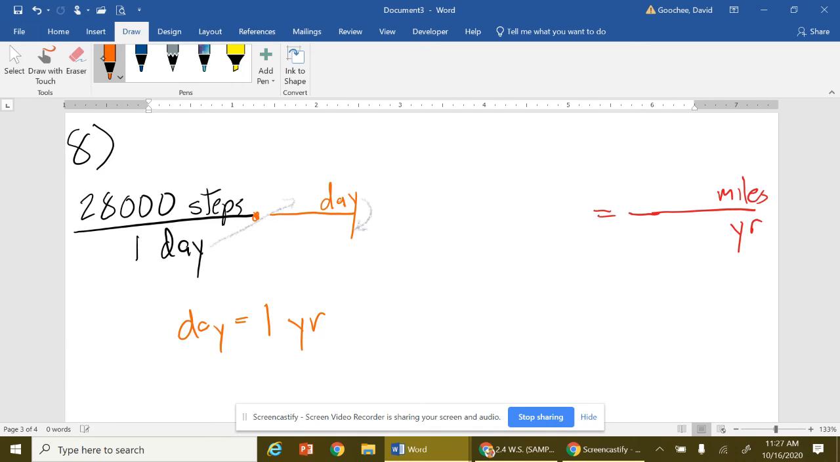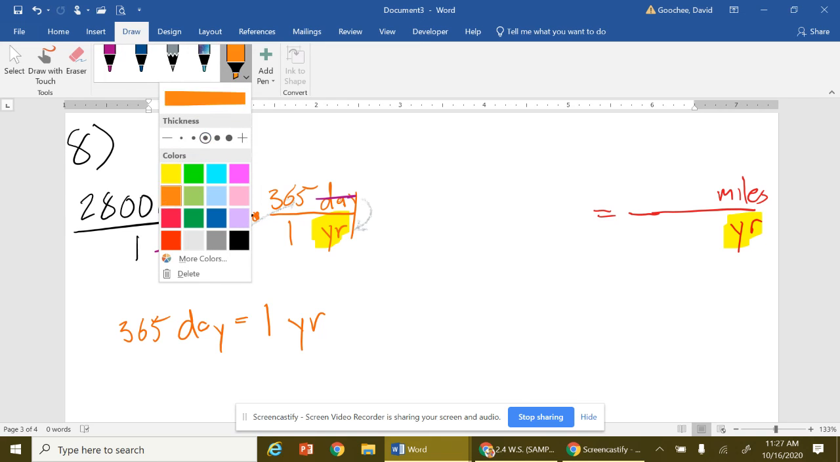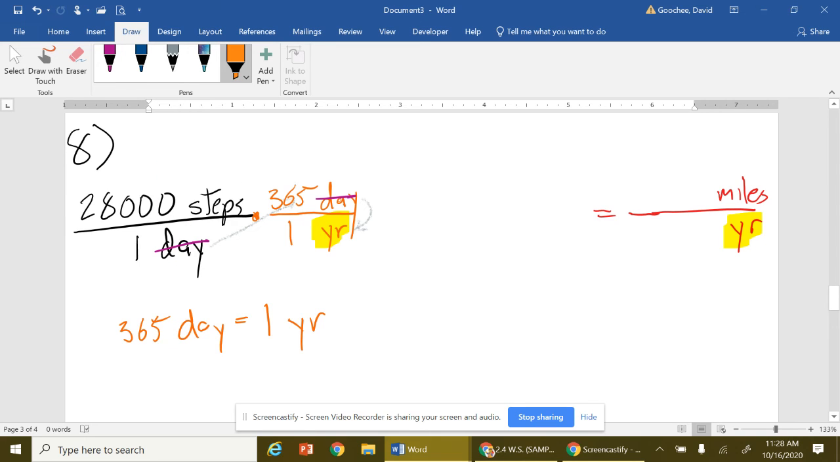Okay. 1 year is 365 days. The 365 goes on top because that's where days is. The 1 goes on the bottom because that's where years is. And now we've canceled out days and we've gotten to years on the bottom, which is where we want. So that's good. That was an easy way to knock out one of the 2 units we had to convert. Okay. But now on the top, we're in steps and we instead want to be in miles. So here we go.